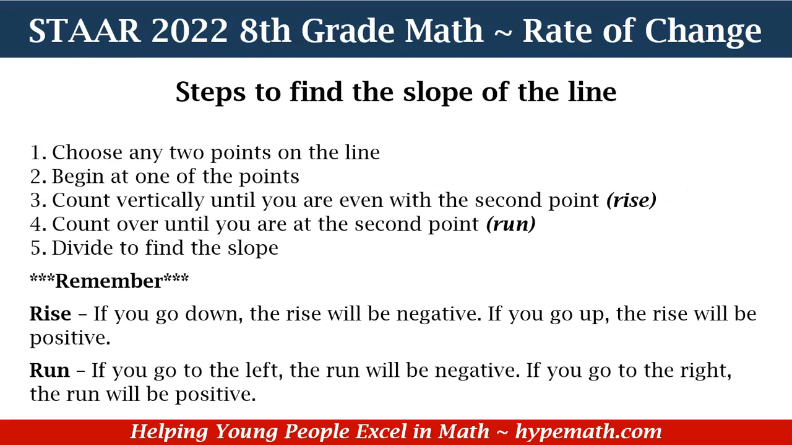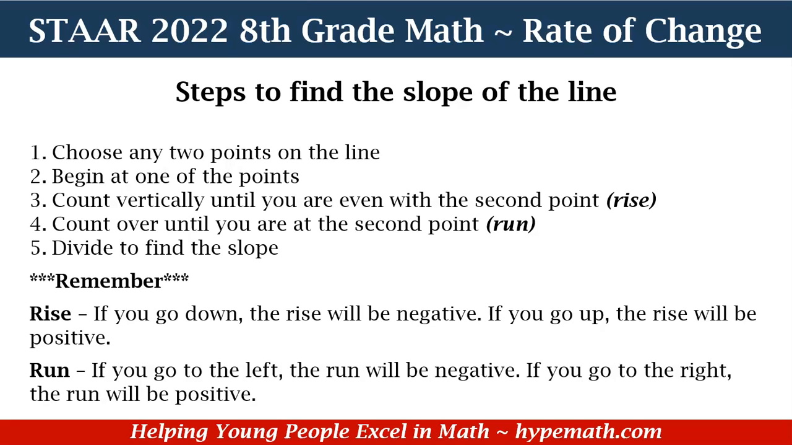So how do we find the slope of the line? For step 1, we are going to choose 2 points on the line. Then begin at one of the points and count vertically until you're even with the second point. That is your rise. That means up and down. It's vertical. Then count over, left or right, until you are at the second point. This is your run, and then you're going to divide to find the slope.